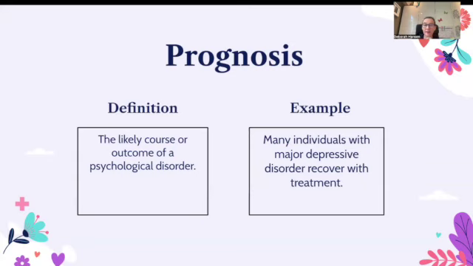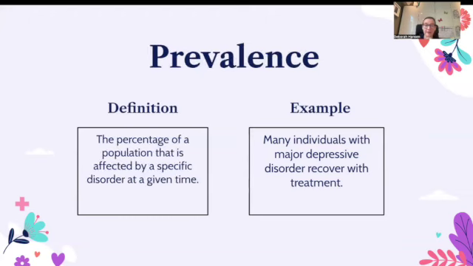Prognosis. This is the likely course of outcome of a psychological disorder. So, many individuals with major depressive disorder recover with treatment. Prevalence. This is the percentage of a population that is affected by a specific disorder at a given time.